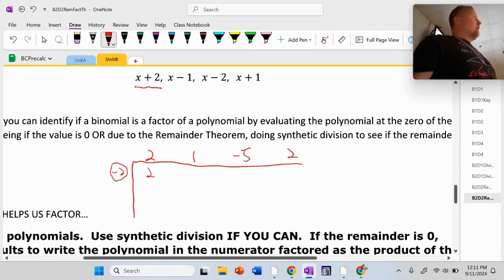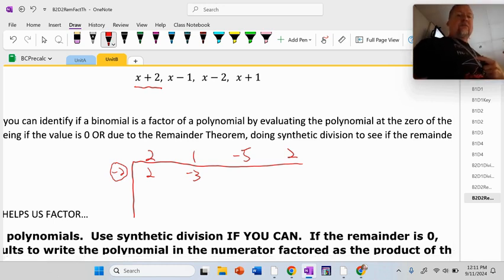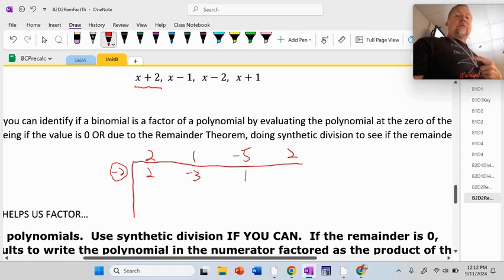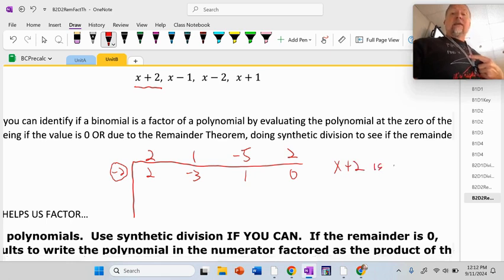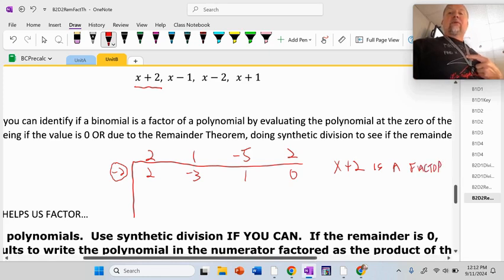Bring down the 2, multiply, that's -4 plus 1, which is -3. So you just hold the addition in your head and do it in your head. -2 times -3 is 6. I'm getting excited. 6 plus -5 is 1. -2 times 1 is -2 plus 2 is 0. So what's the answer? X plus 2 is or is not a factor? Is. That's the idea.